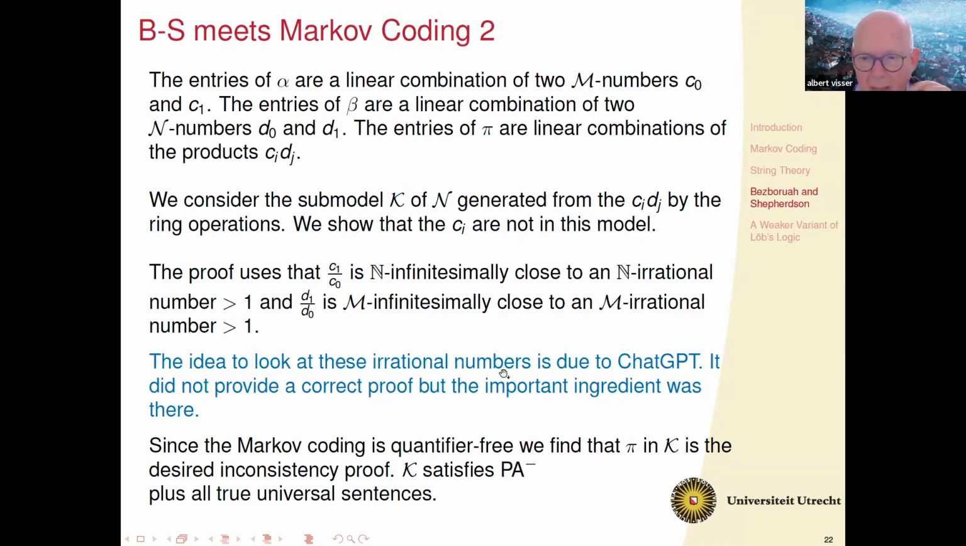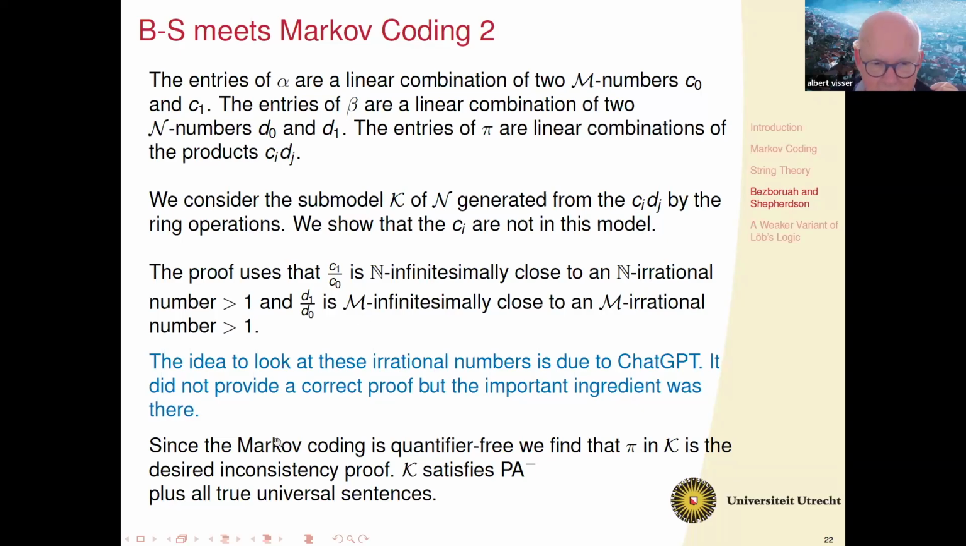So again, in that case, amazingly, ChatGPT helped because it provided this idea to look at these irrational numbers. Its proof was far, far from correct, but this nice insight that this was a crucial thing was really due to it. So yeah, the experience with ChatGPT is quite interesting. It makes the most simple, stupid mistakes, but now and then there's this kind of illuminating idea.